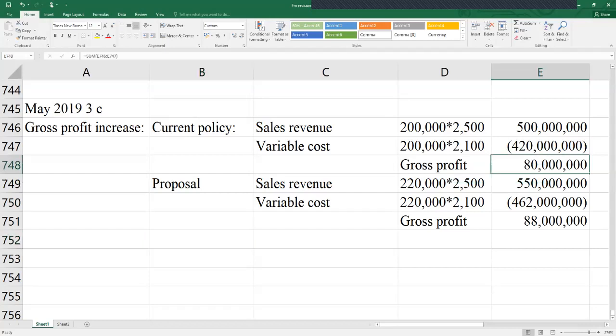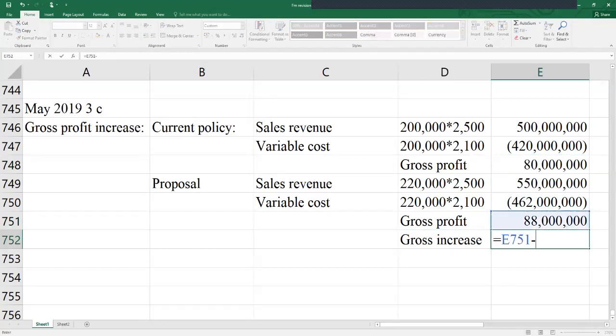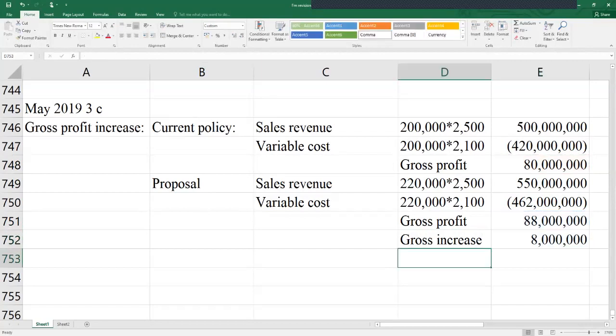Comparing what the profit was before and what the profit is after, this will be an increase in profit, so I call it the gross profit increase. It is the difference, 88 million minus 80 million, which gives the increase in the company's gross profit. Be careful not to include the fixed cost, because it is fixed. It does not change with the selling units. Once you take note of that, it becomes easy to do the question. So that's the gross profit increase.